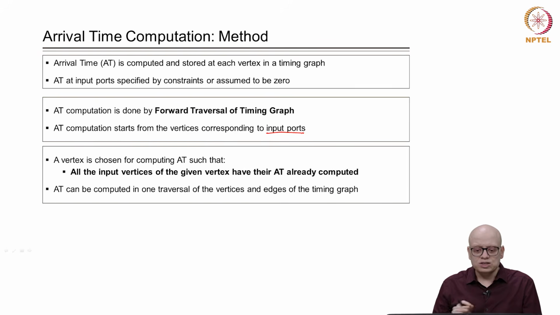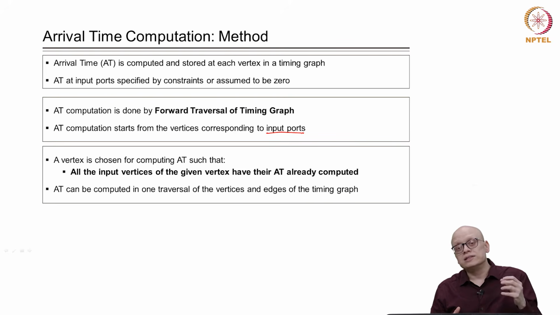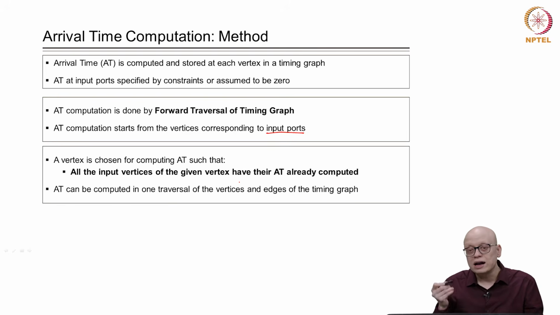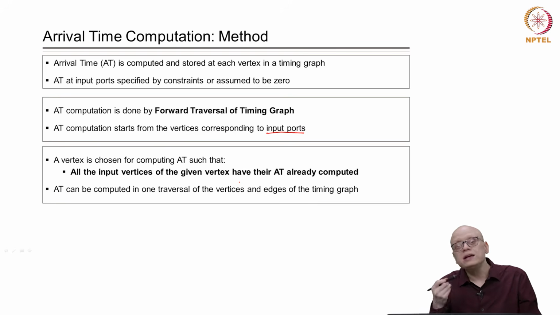A vertex is chosen for computing an arrival time such that the arrival times at all its input vertices are already known. To compute the bound on the arrival time, we need to know the arrival time of the signal at all the input vertices, and only then can we compute. So, if all the input vertices of the given vertex have their arrival time already computed, then we proceed with computing the arrival time for that vertex.